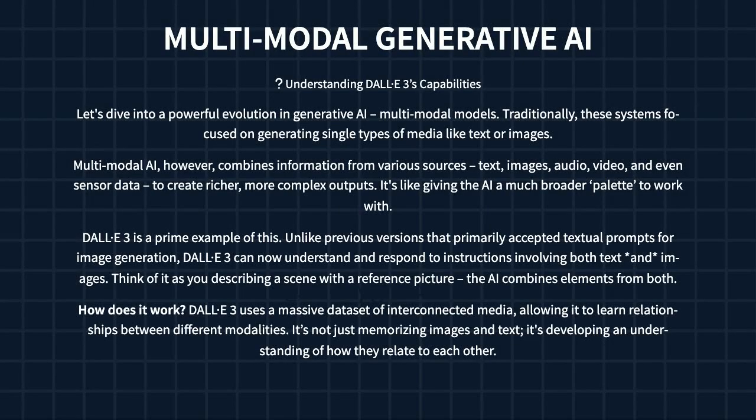Okay, let's talk about something really exciting: multimodal AI. Basically, instead of just generating one thing at a time, like just pictures from words, these new systems can understand and combine information from multiple sources. DALL-E 3 is a fantastic illustration of this. It's not just taking your text prompt and creating an image, it actually uses images as part of the instruction. It's learned how different things in the world connect together, making it capable of some truly impressive creative outputs.